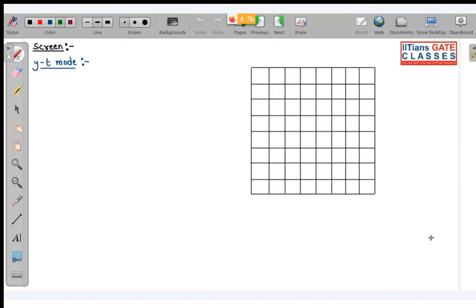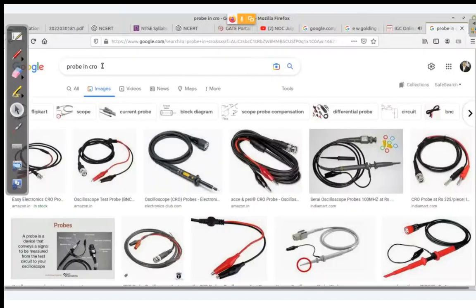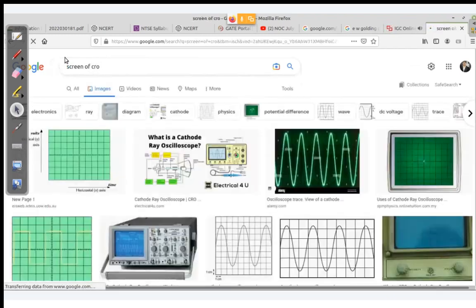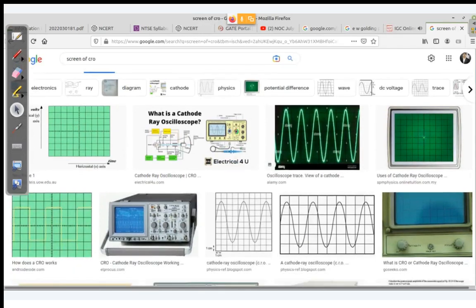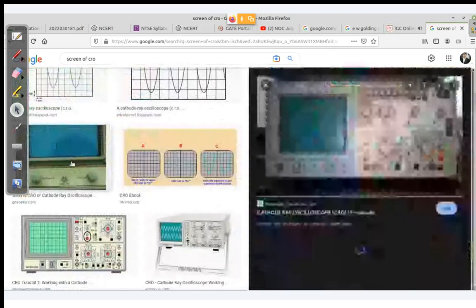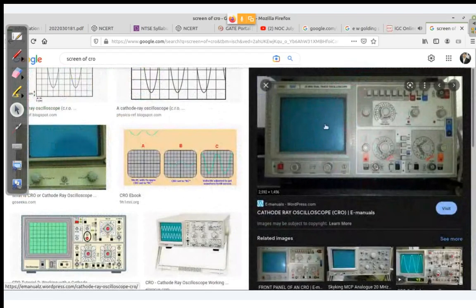Screen of CRO. First, let us see in your Google. You might have seen that the screen of CRO looks kind of like a graph paper. Have you seen it? So it looks something like this. It looks like graph paper.